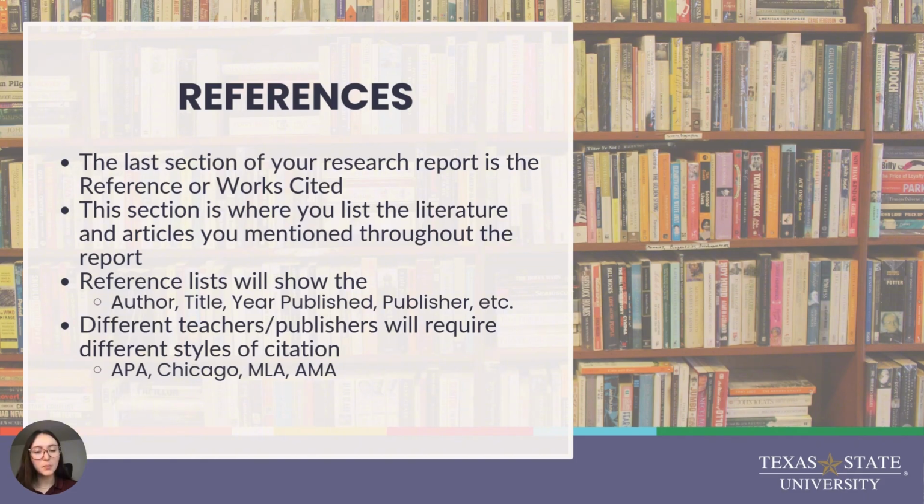You will include one last part at the bottom of your research report, which will be your references. This is the last section, and this is where you include your works cited and references that you used during your research. This is where you will list the literature and articles you mentioned throughout your report. The references list should show the author, title, year published, and publisher of the literature and articles that you've mentioned. Different teachers and publishers will require different citation styles, such as APA, Chicago, MLA, or AMA format for your references.